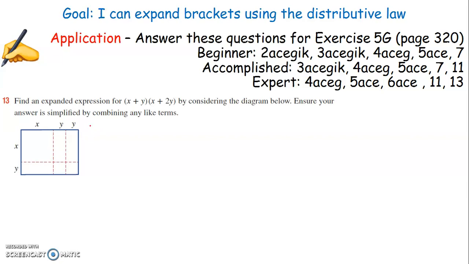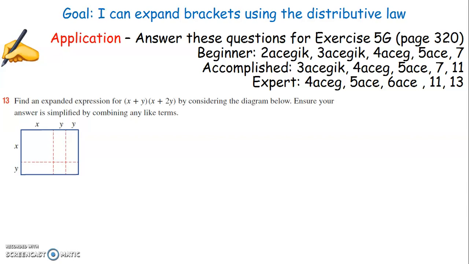In this video, we are going through question 13 for exercise 5G. The question asks us to find an expanded expression for this expression, where we have two brackets multiplied together. The first bracket is x plus y, and the second bracket is x plus 2y. It's asked us to expand the brackets by considering the diagram below.